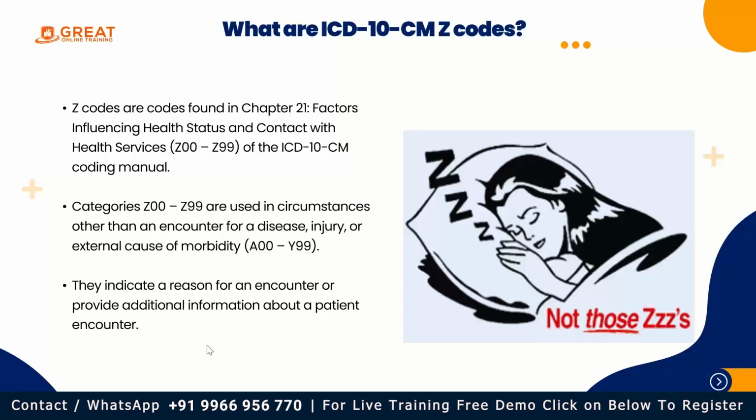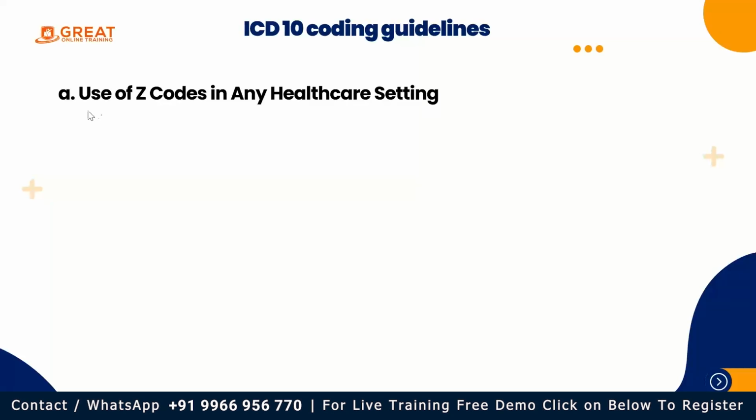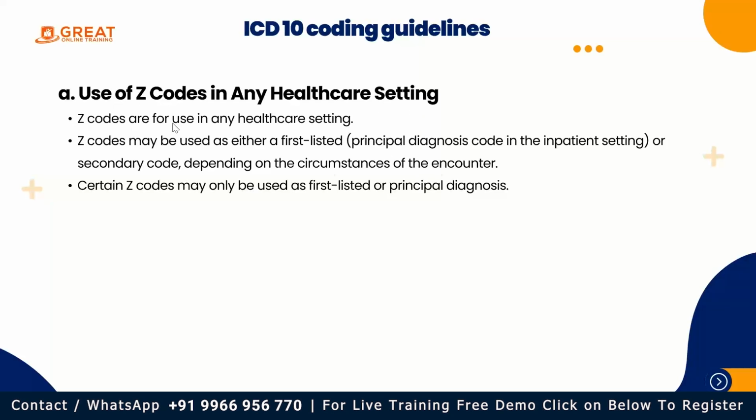We'll see different guidelines for Z codes. First guideline, use of Z codes in any healthcare setting. Z codes are for use in any healthcare setting. Z codes may be used as either a first listed diagnosis, first listed meaning principal diagnosis in the inpatient setting, or a secondary code, depending on the circumstances of the encounter.